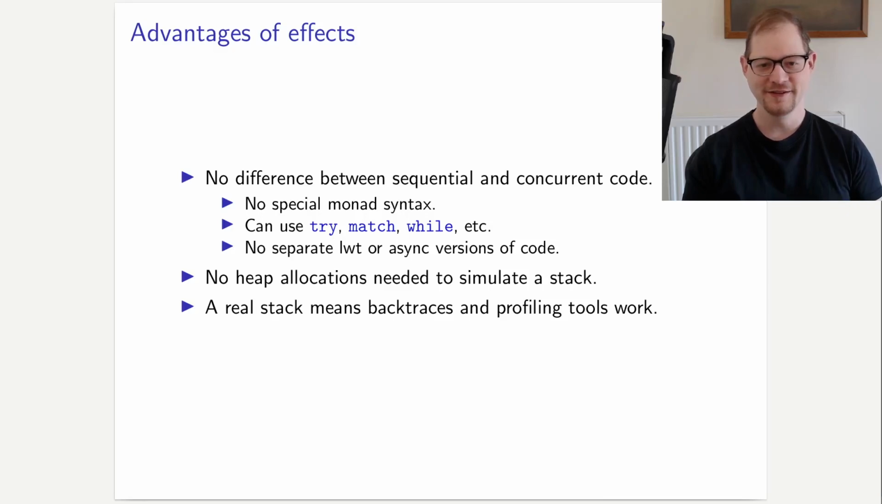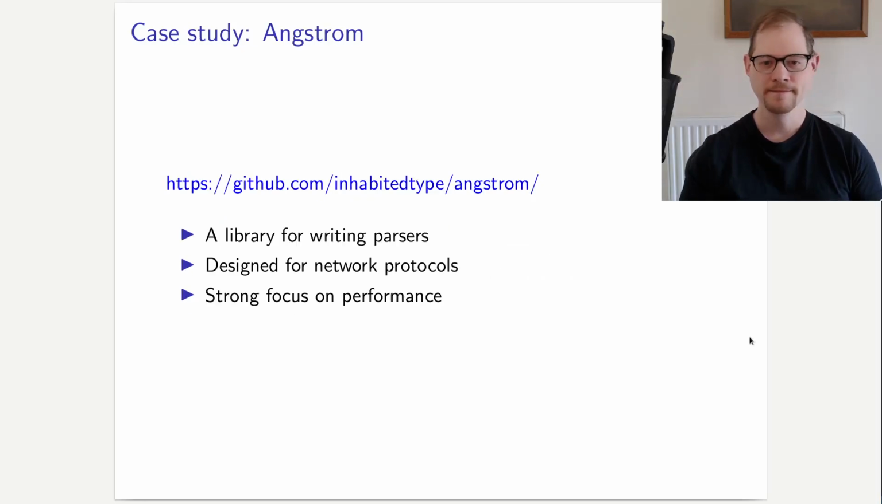So that's a very brief introduction to effects. Let's look at how they can help in a real program. So Angstrom is a popular OCaml library for writing parsers. It's designed for concurrent applications such as network services, and it has a really strong focus on performance.